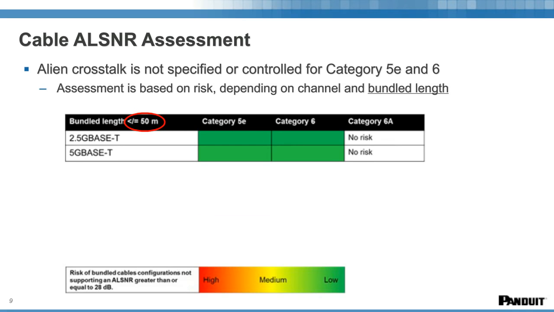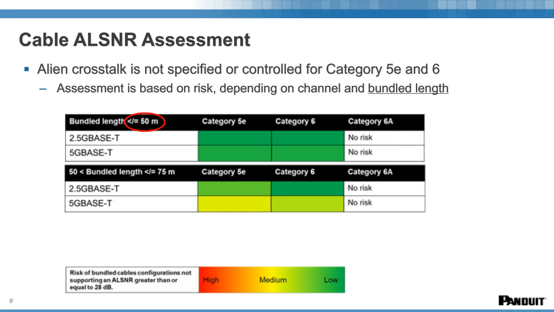Now, if we look at bundled lengths between 50 and 75 meters, you see the shading representing whether or not it's low risk or medium risk here. So you see 2.5 and 5 gig, slightly more risk on 5 gig over 5E, and again, no risk on Category 6A. So you see, as the bundled length goes up, you'll definitely see a trend that the risk elements in the assessment need to go up. And at our conclusion of our time today, we'll talk about some of the mitigation strategies that you can use if you believe the risk is high in application.